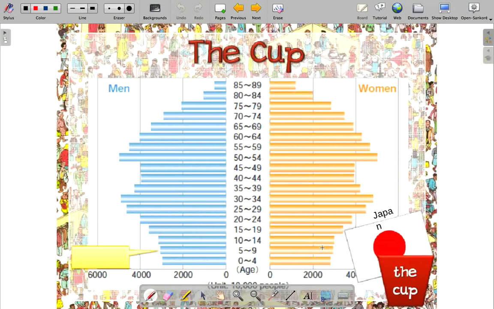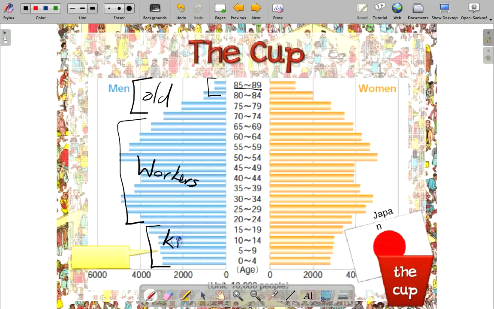And this is an example of Japan. So Japan, you see, has a very long life expectancy. Up into 89 years old, you still have a good number of the people. But what's happening down here? Very few children are being born. Major part of your population is here in the workers, which is fine right now. This is the elderly. We'll just write old, and this is the kids.